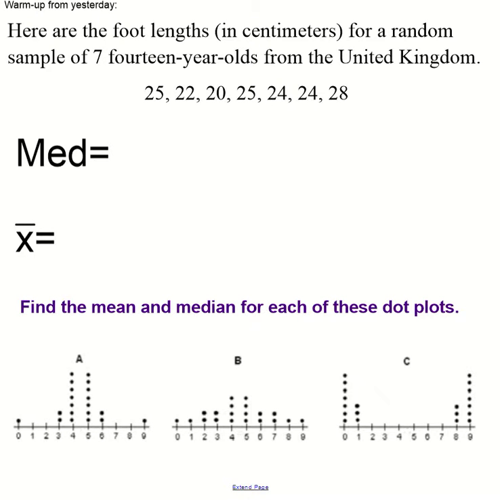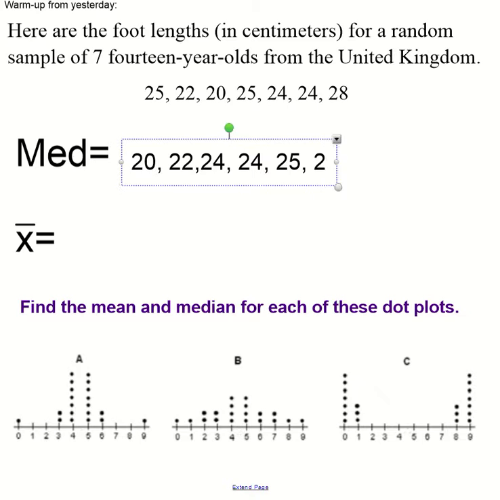So here are some foot lengths in centimeters for a random sample of 7 14-year-olds from the United Kingdom. First we need to find their median. In order to find their median, the first thing we want to do is put these numbers in order from least to greatest. So let's look. Smallest number is 20, and then it looks like we've got a 22, a 24, a 24, a 25, a 25, and a 28.